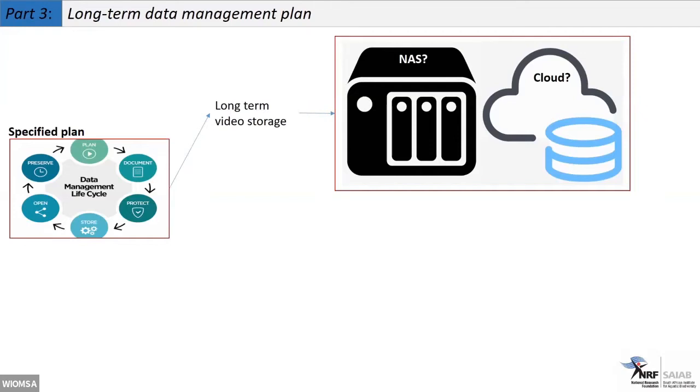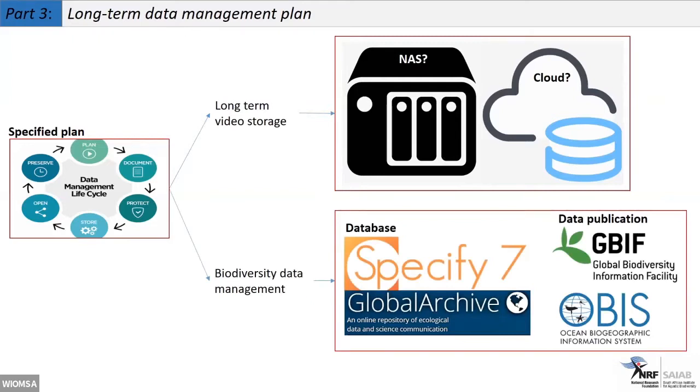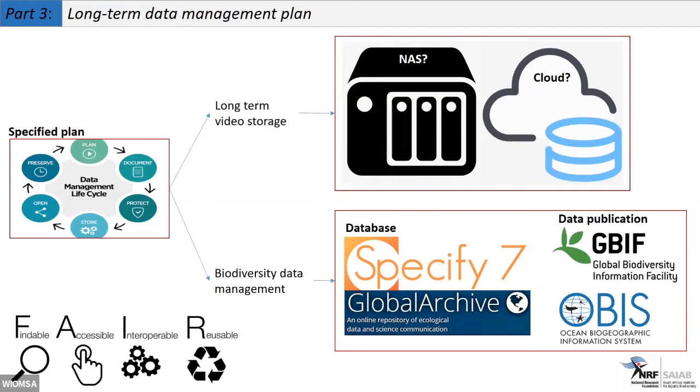The second component is the biodiversity data management system, and there are some great online free biodiversity data management options, such as Specify 7 and Global Archive. But whatever option you choose, you should aim to ensure that your data adhere to the FAIR principles, so being findable, accessible, interoperable, and reusable, and that you can easily publish the data to global data management facilities such as GBIF and OBIS.